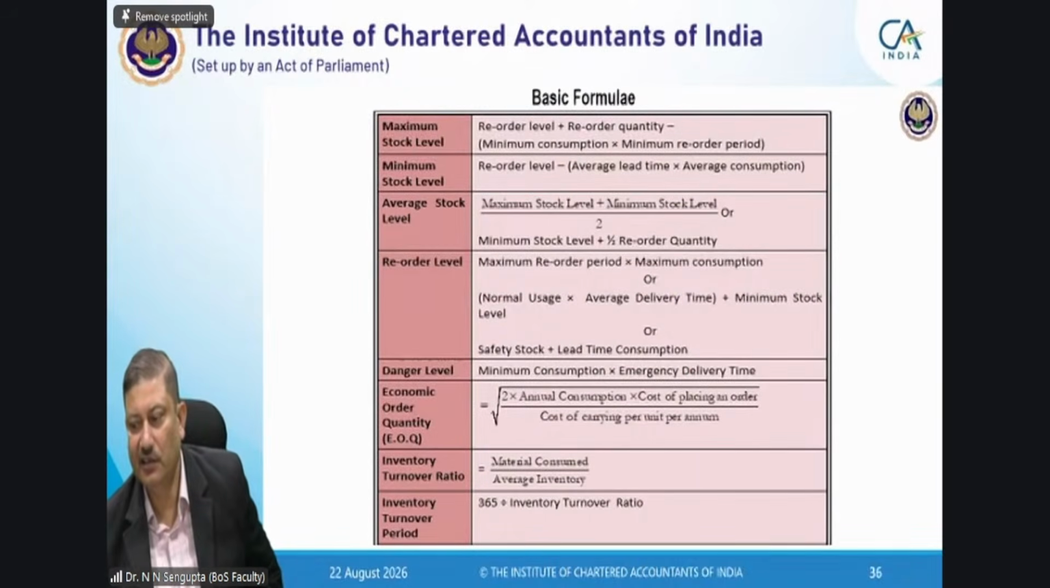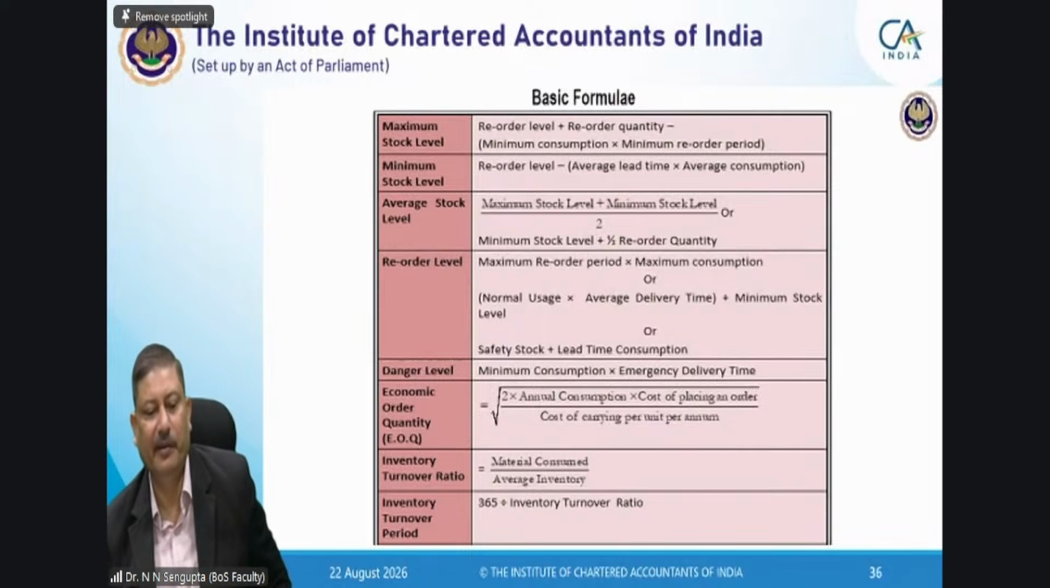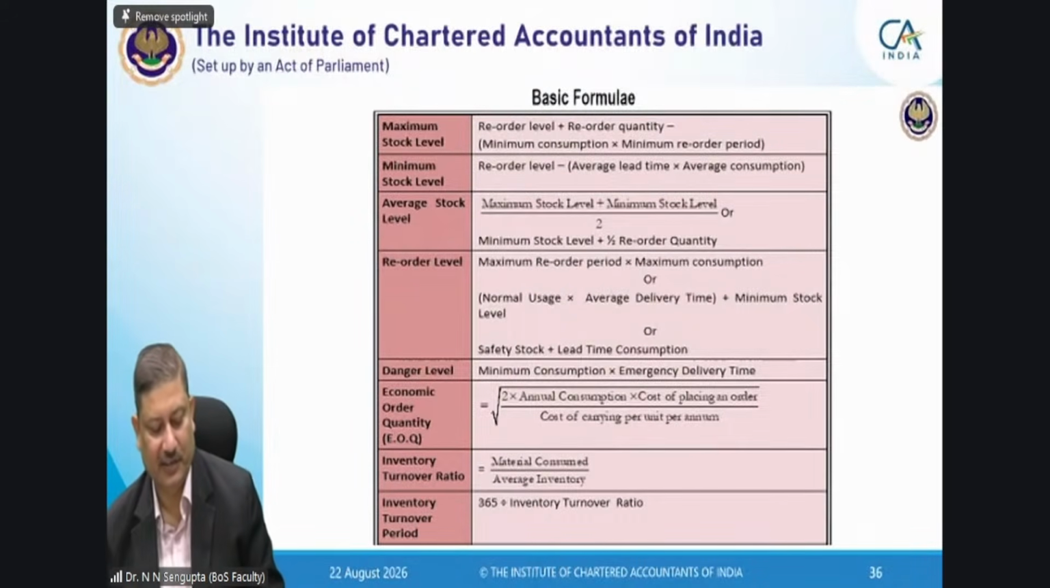So these are the conceptual formulas we have, and you can take a screenshot of this. Maximum level, minimum level, average level, reorder level, danger level, EOQ, inventory turnover ratio. This is what I was telling, and inventory turnover period also. So this also sometimes comes in the chapter of material costing itself.